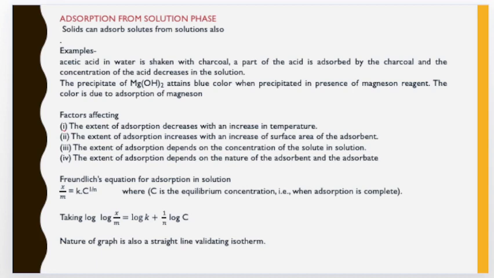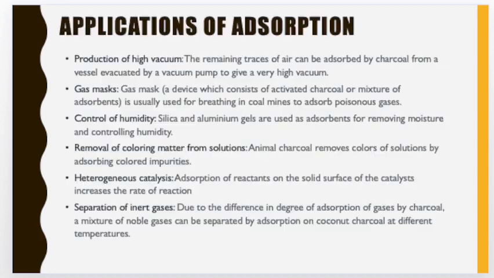Alright. Next we have the different applications of adsorption. First is production of high vacuum. We have already discussed that to absorb the moisture and the water vapors from the atmosphere, silica gels are used. But if we have to create any atmosphere with high vacuum, then the remaining traces of air can be adsorbed by the charcoal to create a vessel with high vacuum.